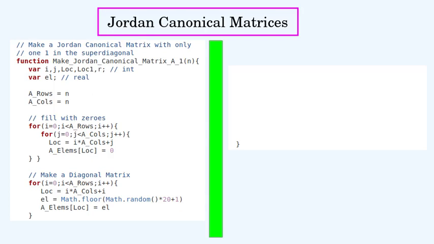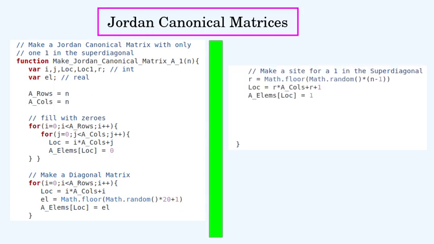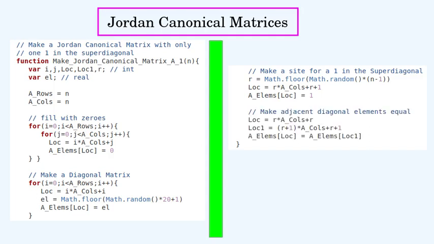This first part resembles the function that creates a random diagonal matrix. Firstly, it sets every element to 0, and then it puts random numbers into the diagonal. So this part puts a 1 into the superdiagonal. Every possible location has an equal chance of being chosen. Then we'll set the two corresponding adjacent elements in the diagonal to be equal. We'll set the diagonal element that's furthest from the top to be equal to the one closer to the top.